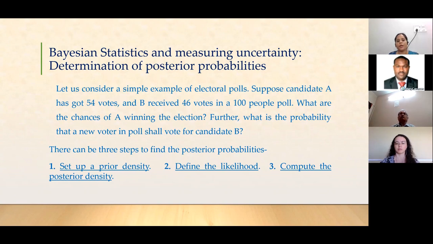The first question is about calculating the posterior distribution of A winning the election, and the second is the posterior predictive probability that a voter shall vote for candidate B. So we proceed to find the posterior probabilities by first setting up a prior density, defining the likelihood, and lastly computing the posterior density.